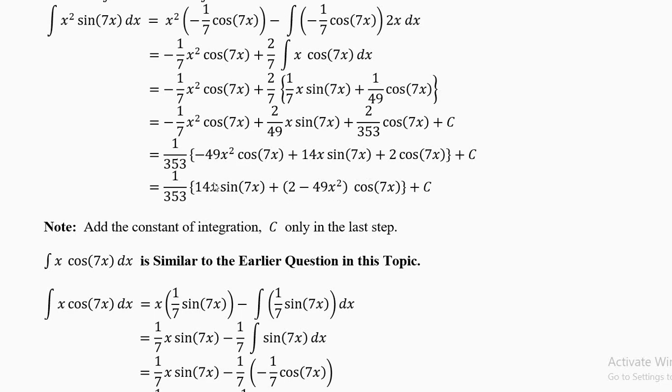So these factorizations are important for your complete answer. This is how your answer should look. Finally, 1 over 343 bracket 14x sine 7x plus another small bracket 2 minus 49x square cos 7x plus c. All students in previous semesters could do all these steps, so you have to learn to do them.